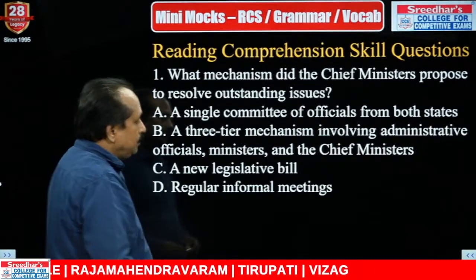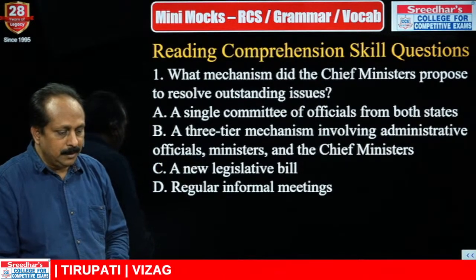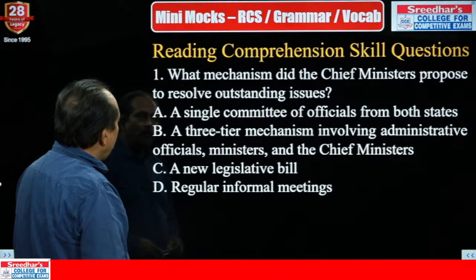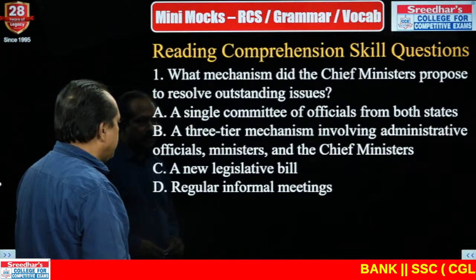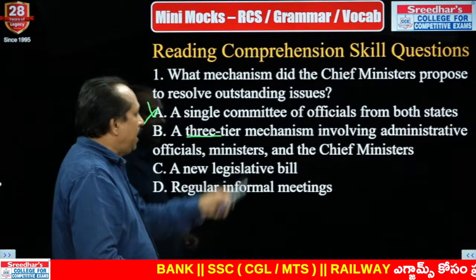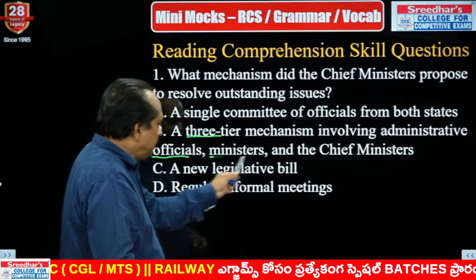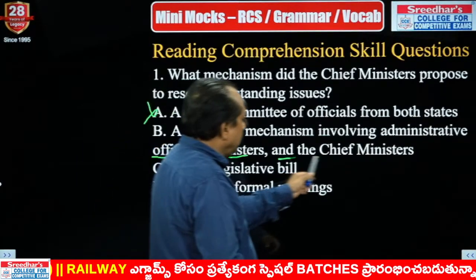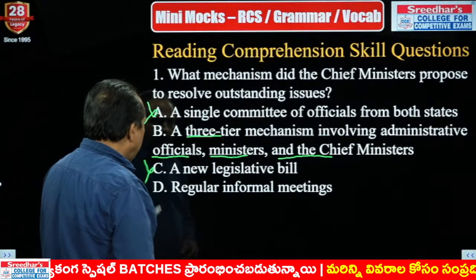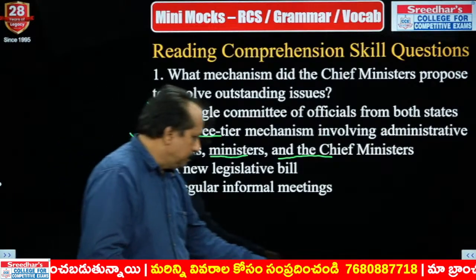Let us go to comprehension based questions. Read the first one and try to answer. What mechanism did the chief ministers propose to resolve outstanding issues? A single committee? No. A three-tier mechanism involving administrative officials, tier 1, ministers, tier 2, and the chief ministers, tier 3. A new legislative bill, a regular informal meetings. Answer is B. That's right.